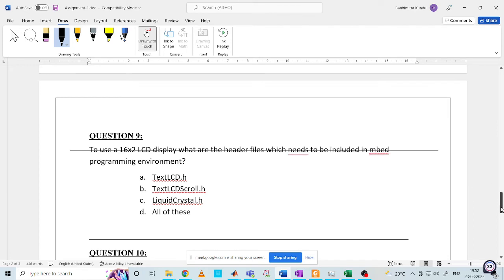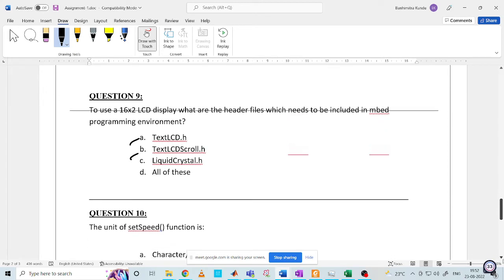Question 9. This I think A and B. A and B, sir. Yeah, correct. A and B.